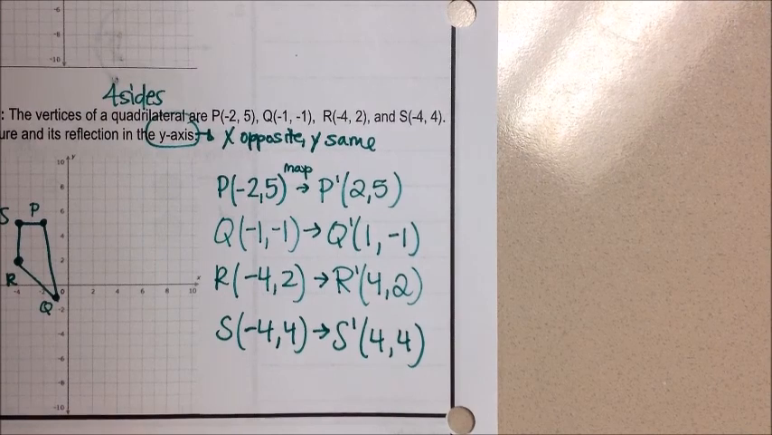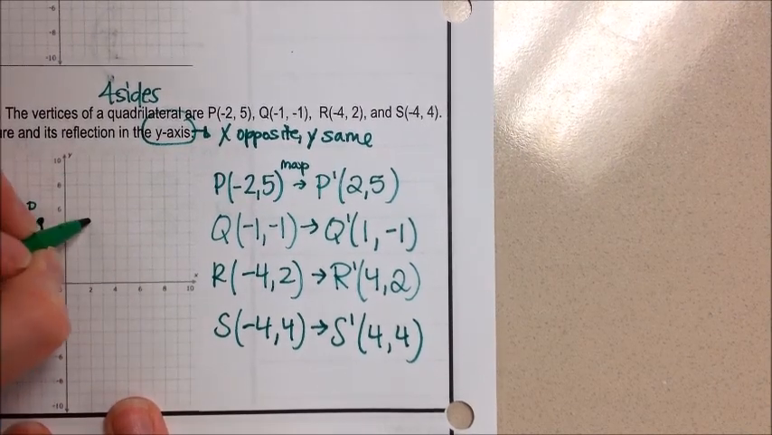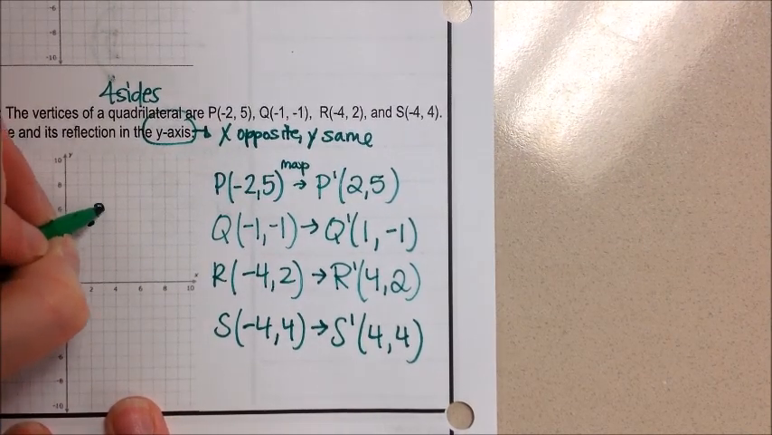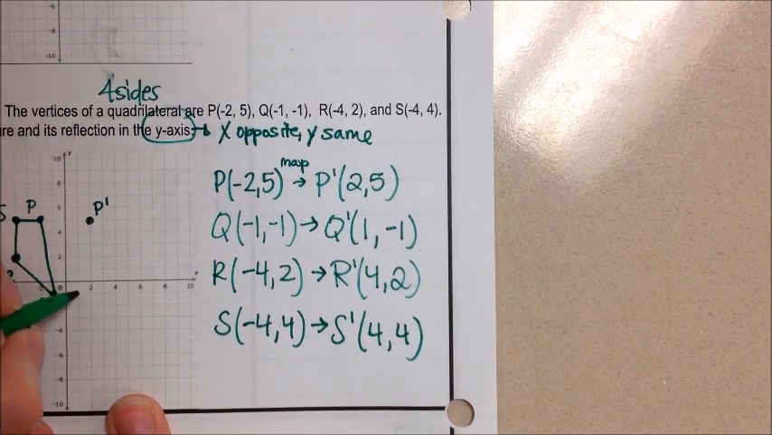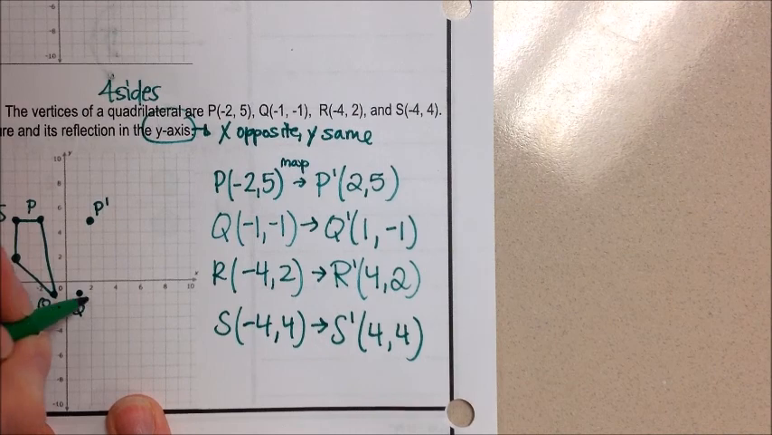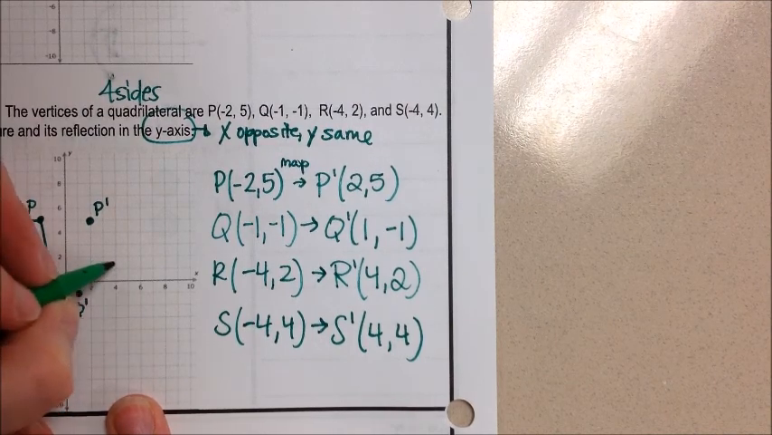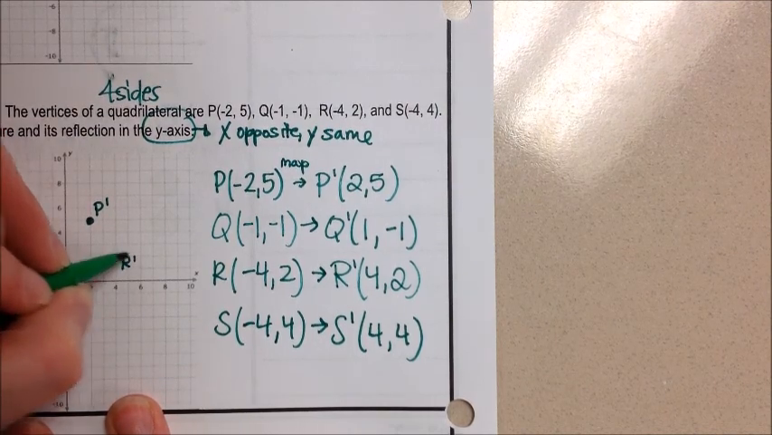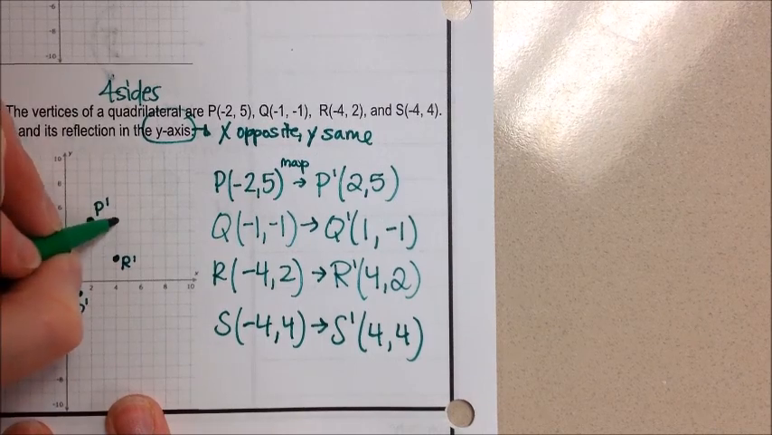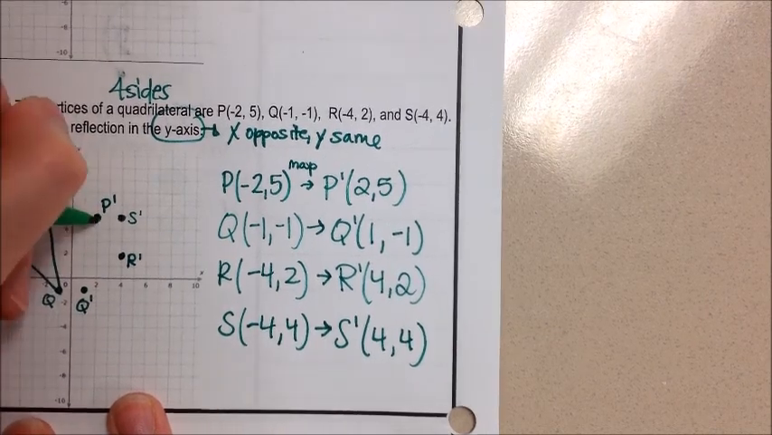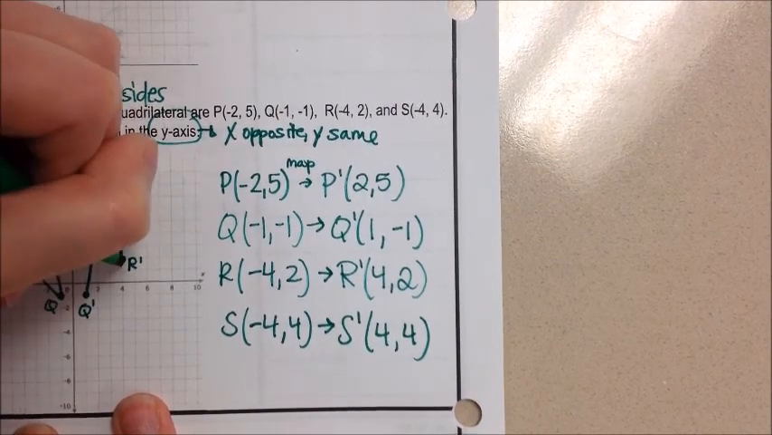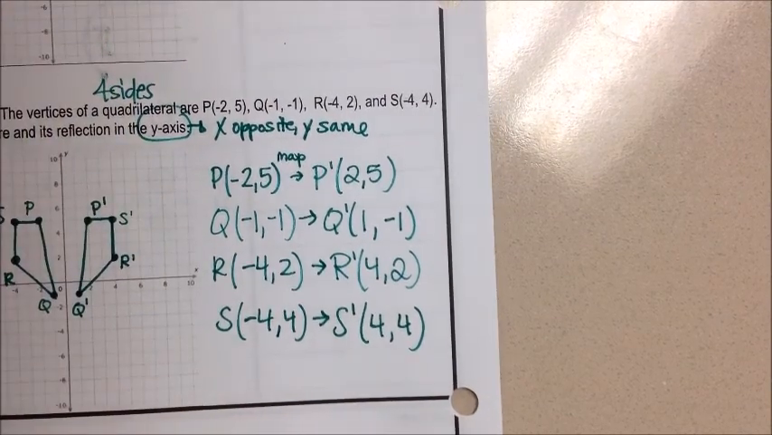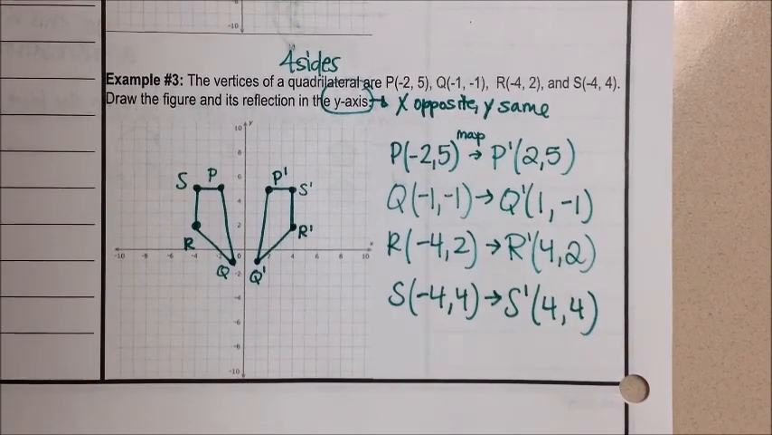Okay, so I'm going to plot those points. So P is at (2, 5). So that's P prime, I'm sorry. Q prime is at (1, -1). R prime is at (4, 2). And S prime is at (4, 4). So there's my quadrilateral.